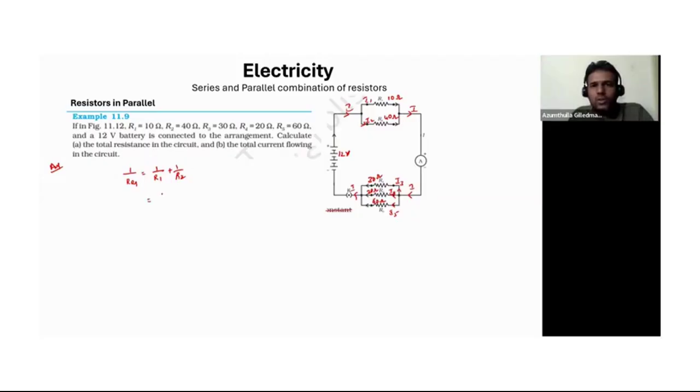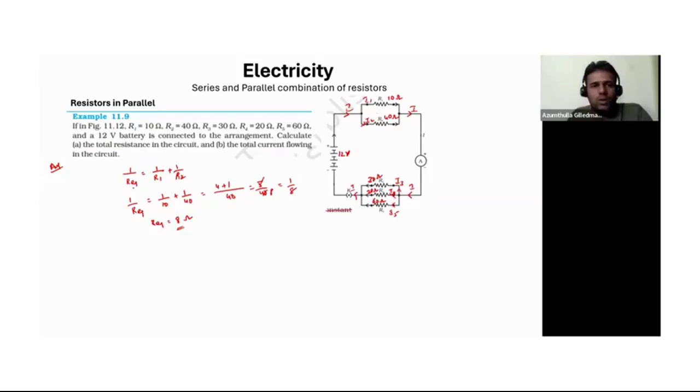That equals 1 by 10 plus 1 by 40. What is the LCM? LCM is 40. Then 4 plus 1, so 5 by 40. 5 ones are 5, 5 eights are 40, that is 1 by 8. That means 1 by R equivalent equals 1 by 8, so R equivalent equals 8 ohms. This effective resistance is 8 ohms.